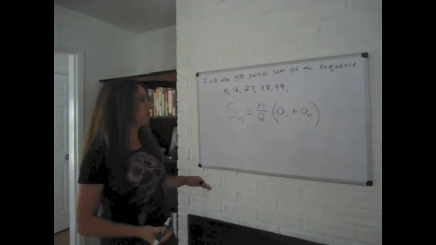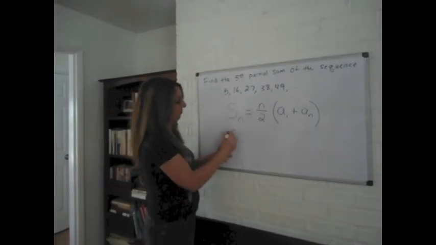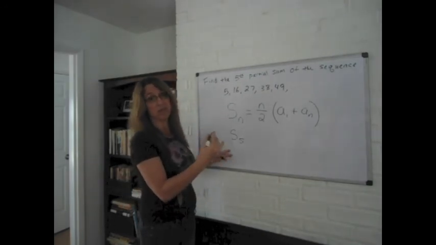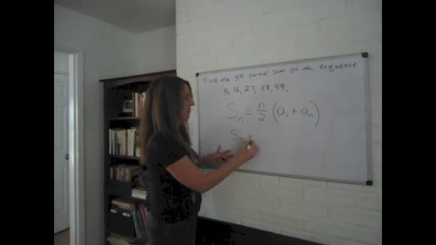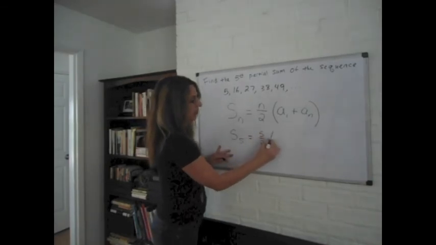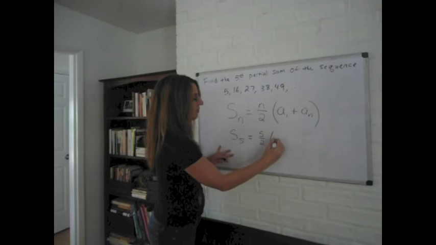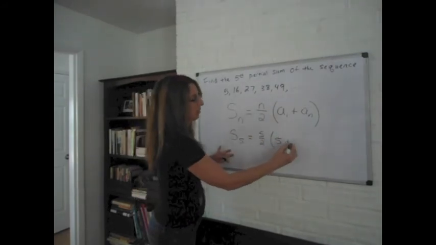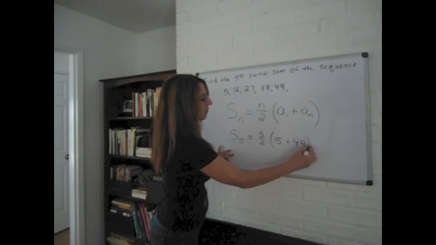So in this case, we're looking for the fifth partial sum, or the sum of the first 5 terms. And so 5 is going to be our n all the way through. So we'll have 5 divided by 2. Our first term is 5. In this case, our last term is 49. We didn't have to do very much work there.